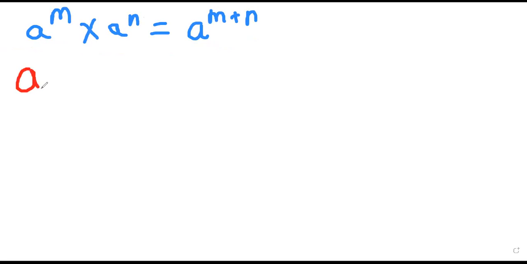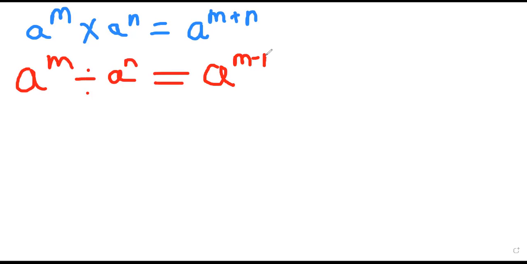Second law is a to the power m divided by a to the power n, which is equal to, any guesses? In multiplication we had m plus n. In division what will it be? m minus n. Very good.